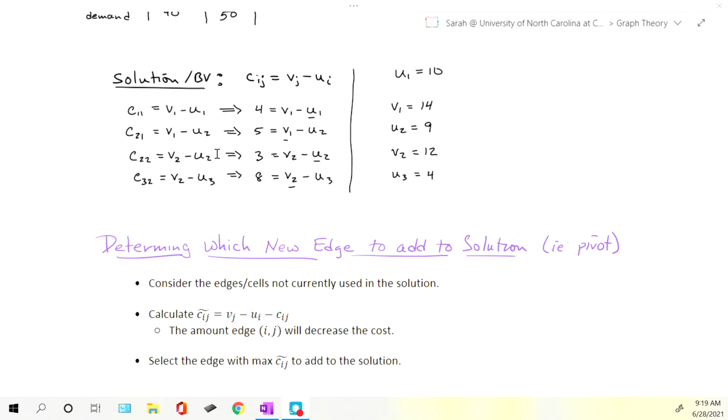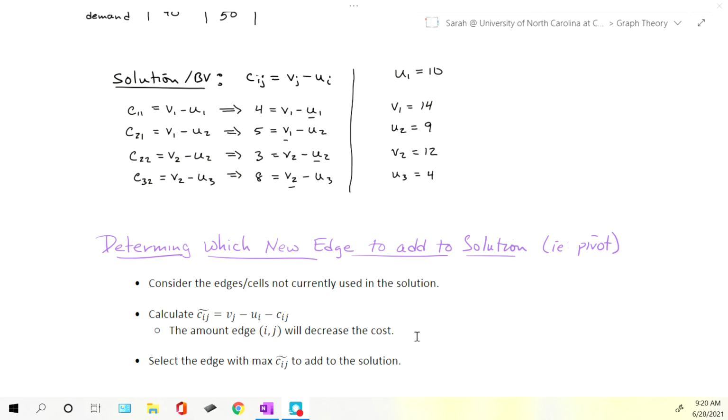This is specifically going to be the V minus U minus the cost that's in the label of that cell, and this corresponds to the amount that the edge i to j, the edge that corresponds to the cell you're working on, is going to decrease your cost. You calculate all of those for all of your currently unused edges, in other words, your blank cells.